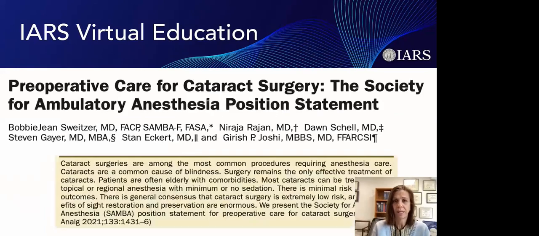So cataract surgery is one of the most common procedures requiring anesthesia care, if not the most common. Cataracts, we know, are a very common cause of decreased vision and blindness even. And surgery remains the only really effective treatment for cataracts. Patients are often elderly, though, and with many comorbidities. However, there's really minimal risk incurred with cataract surgery, primarily due to the minimal stress response, the no need to stop any routine medications, and the fact that we can often do these cases with topical or regional anesthesia and avoid even general anesthesia.